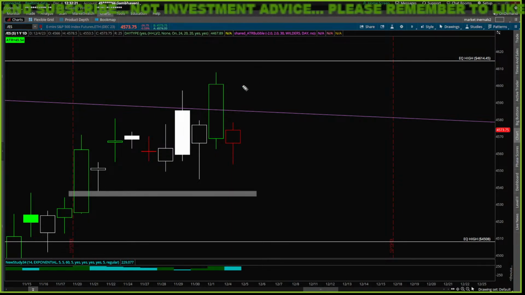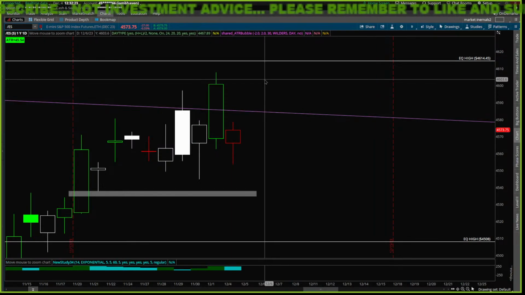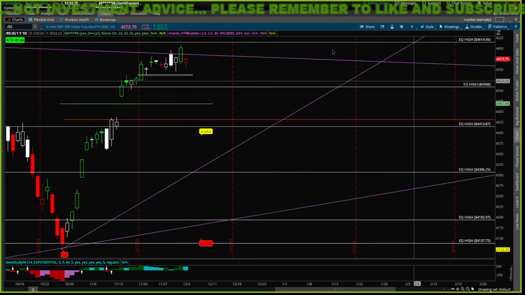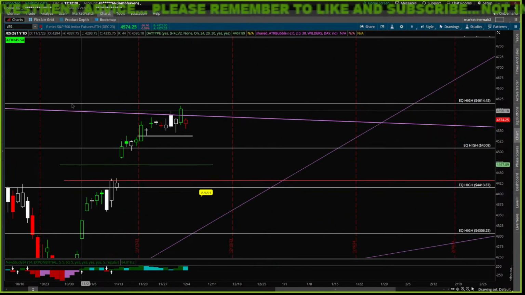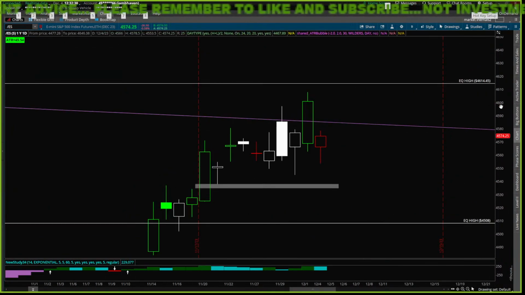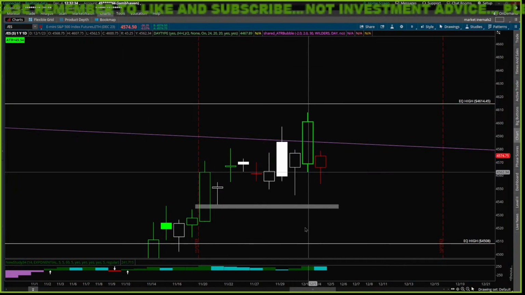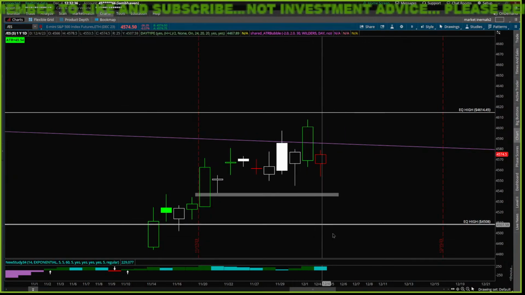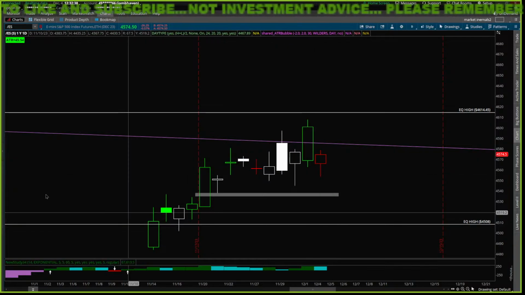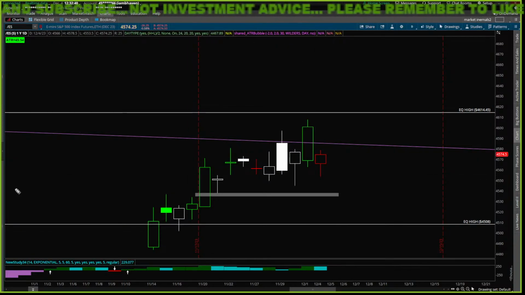Right? That's not to say that maybe up higher here you look to fade from some previous levels, or maybe lower you look to buy when you're below that. This is just mainly for an intraday trade, right? Your levels are your levels. Use them how you see fit.